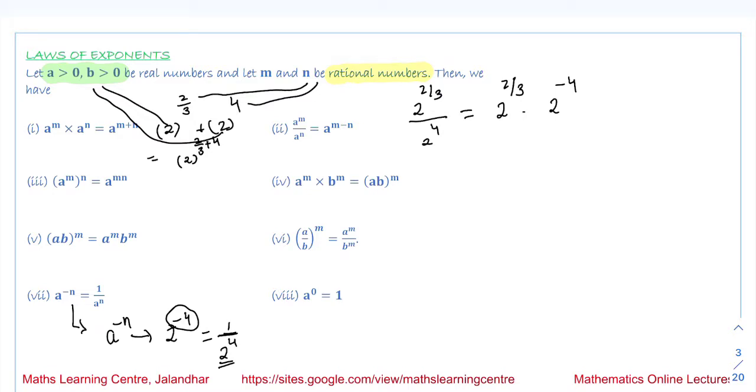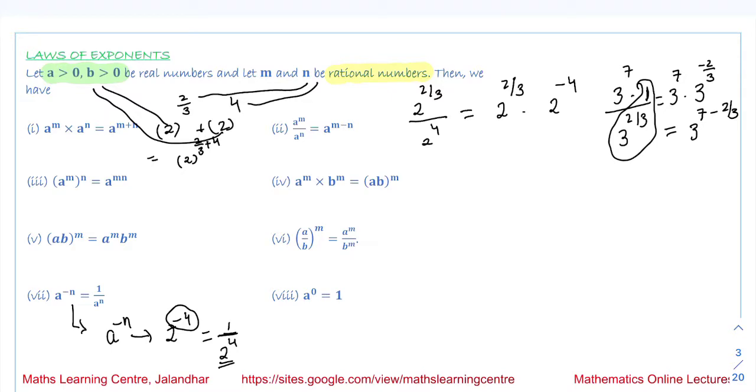The same thing we use in this step. When it is 3 raised to the power 7 over 3 raised to the power 2 by 3, I can write it as 3 raised to the power 7 into 3 raised to the power minus 2 by 3, because this term is 1 over 3 raised to the power 2 by 3. So the answer we get is 3 raised to the power 7 minus 2 by 3.